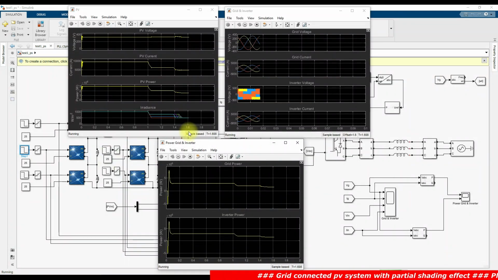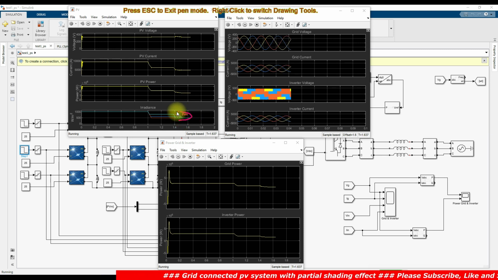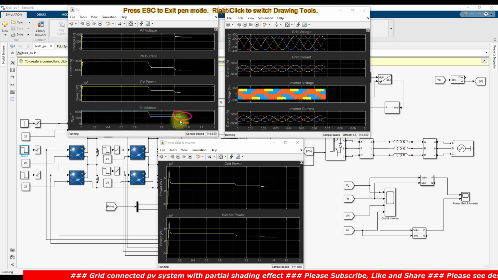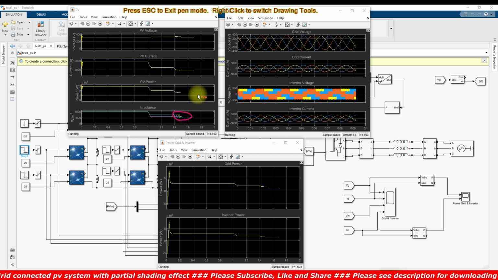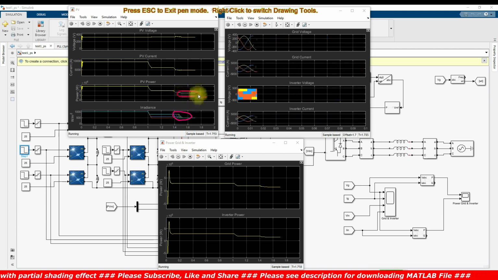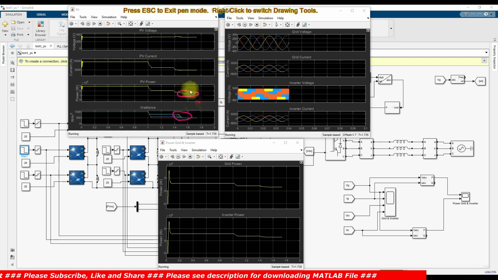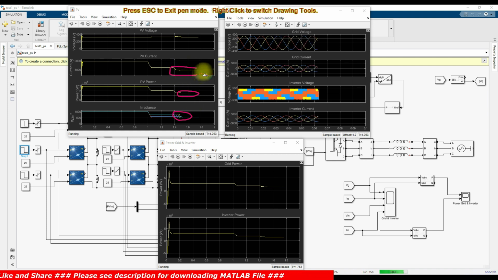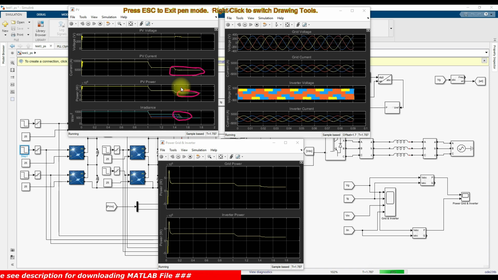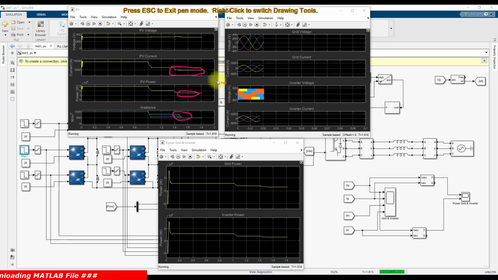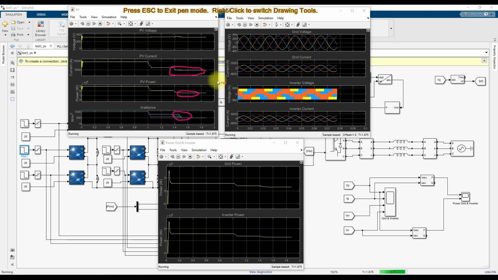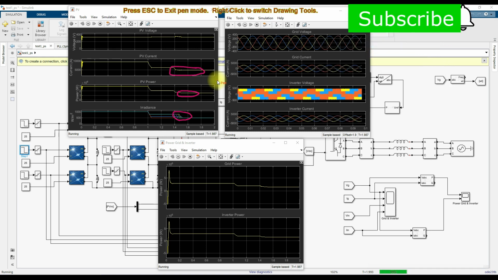Because of the change in condition, you can see that all module irradiation changed to 500, and we are getting around 1.5 megawatts, right? For 500 watts per meter square, you can also see that the current is maintained around 4900. So for the change in irradiation condition and partial shading effect, the PV power is extracted from the PV panel by means of MPPT, and the same power is injected into the grid. Okay, so this is the working of this model.